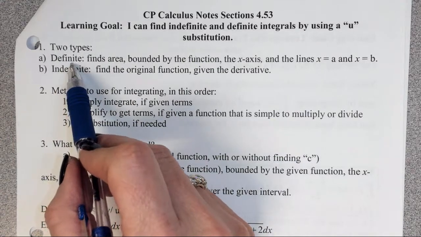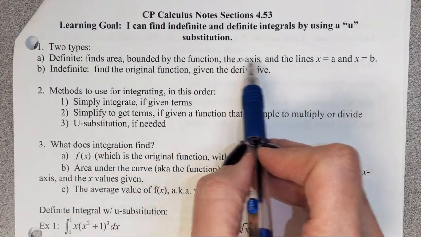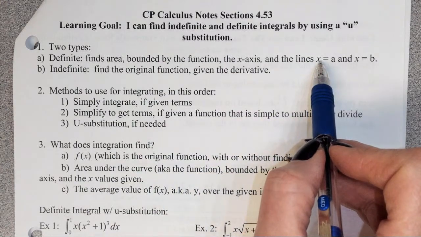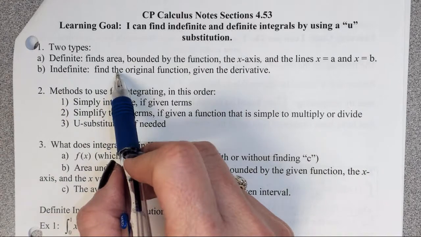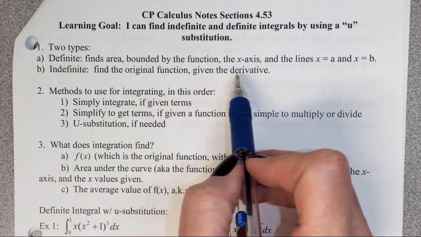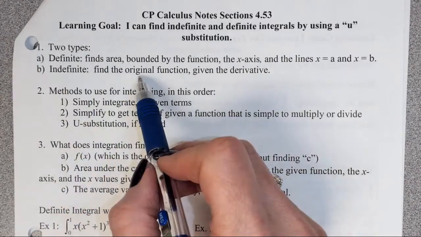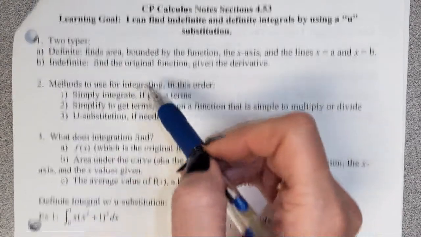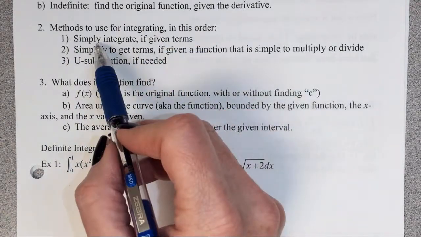See, definite integrals find the area bounded by the function, the x-axis, and whatever those x values are, a and b. Indefinite integrals just find the original function if we're given the derivative. So definite is area, indefinite, finding the original function. Here are the methods that we should use to integrate in this order.